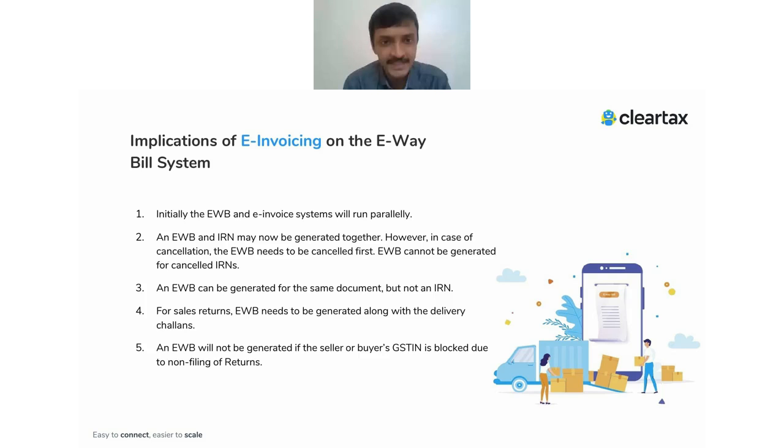One more thing: in case of sales returns, the e-way bill needs to be generated along with the delivery challan. You cannot generate it directly for the credit note the way we do for invoices. The other thing to take care of, before generating an e-invoice for which an e-way bill is also required, is to check whether the buyer's GST number is blocked or not. You will not be able to generate an e-invoice if it is blocked. So we will have to take due care of it before we generate an e-invoice.